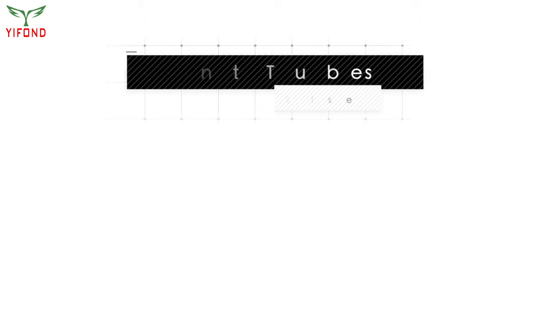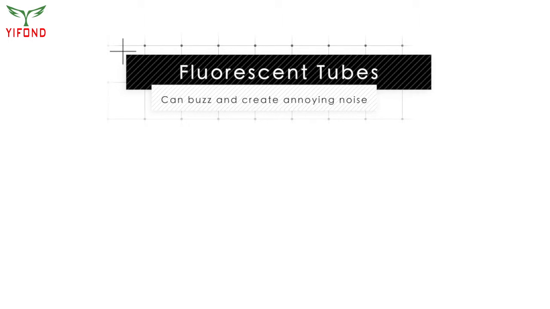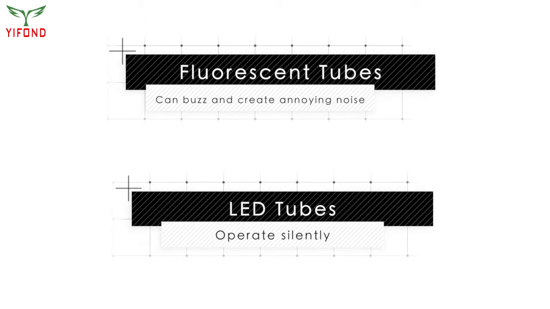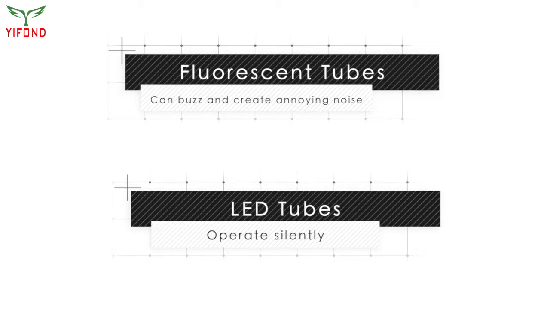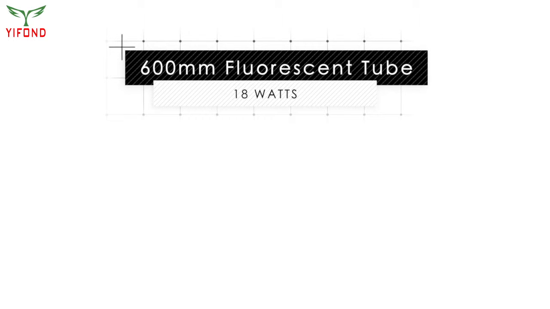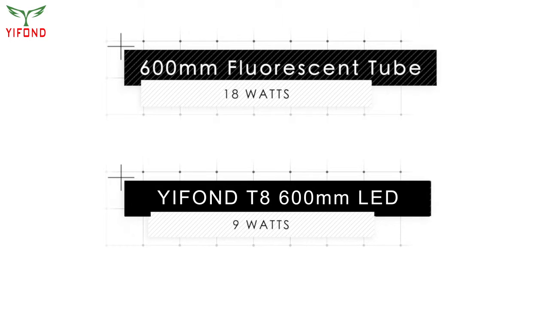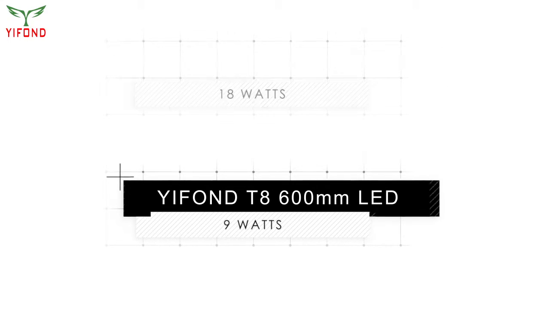Fluorescent tube fittings often buzz and provide an annoying background noise that cannot be stopped without turning the fitting off. LED tubes do not buzz and operate silently. To illustrate this, a 2-foot 600mm fluorescent tube will consume 18 watts, while the equivalent T10 LED T8 series tube will only use 9 watts.